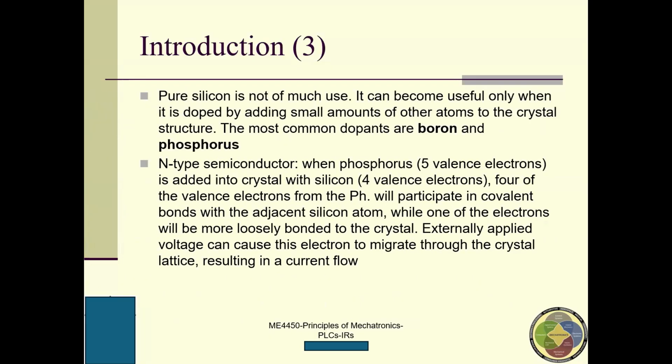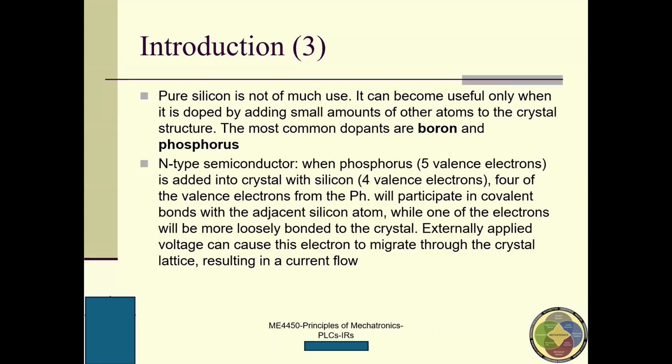So you can see, pure silicon is not of much use. It can become useful only when it is doped by adding small amounts of other items onto the crystal structure. The most common dopants are boron and phosphorus. And this is what I told you guys. So N type, I just correct what I said. N type, and this is phosphorus.